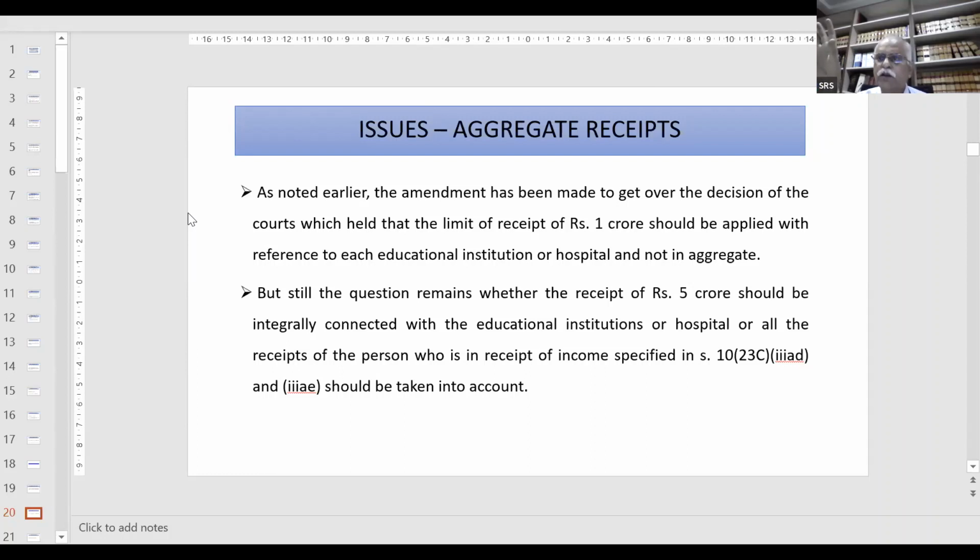the institution. So this has not been addressed by the amendment, but just as a matter of information, I would like to say that there is an Allahabad High Court judgment on this point, even with reference to 1 crore. Just take the next slide, please.